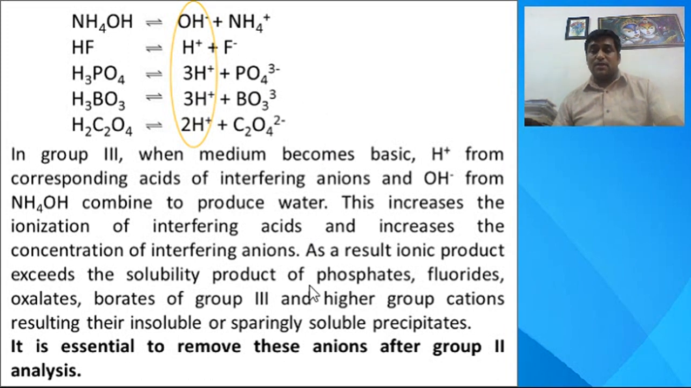As a result, the ionic product exceeds the solubility product of phosphates, fluorides, oxalates and borates of group 3 and higher group cations. Consequently they form insoluble or sparingly soluble precipitates. If the precipitates of group 4, group 5 and group 6 are formed in group 3 as these phosphates, borates, oxalates and fluorides, then we cannot proceed with the analysis of cations. That is a practical problem we face because of the presence of these interfering anions, and that is what we call interference. So that's how these anions interfere in the analysis of cations, after group 2 analysis. All the questions we asked in the beginning have been addressed. That is why it is essential to remove these anions after group 2 analysis.